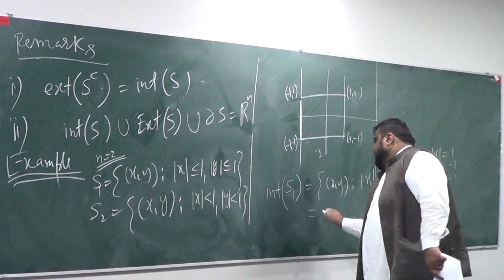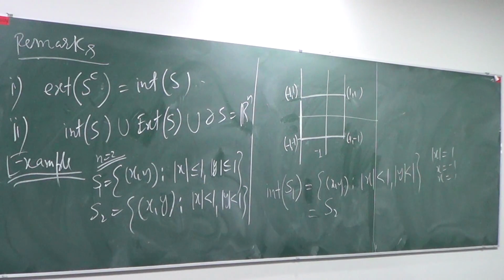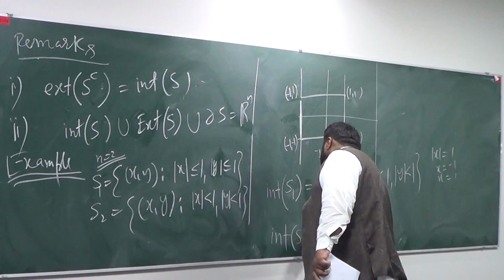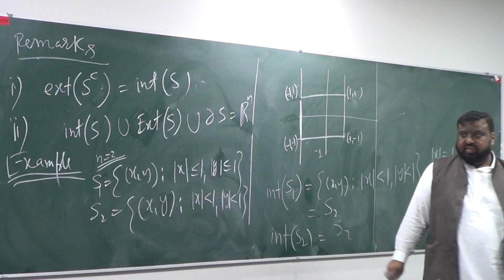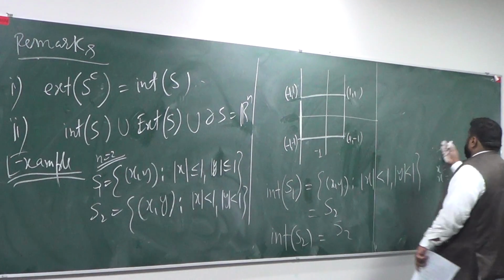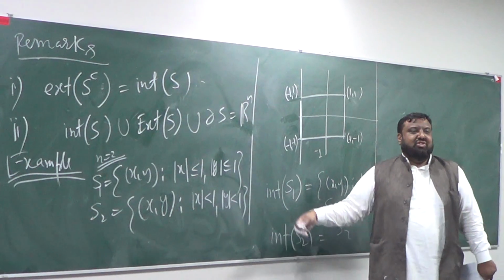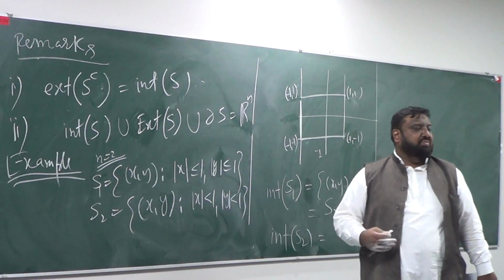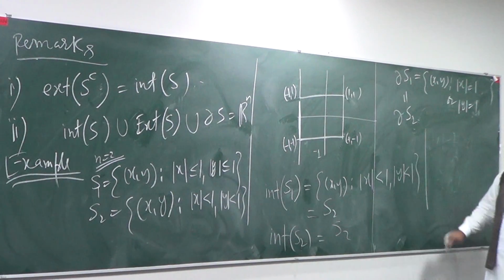This means that the interior of S1 is basically S2. So the interior of S1 is S2. What would be the interior of S2 by the way? It would be the same as S2. That's an interesting property: the interior of the set is the set itself, for a set which doesn't include its boundary. Let's talk about the exterior and then come to the boundary.